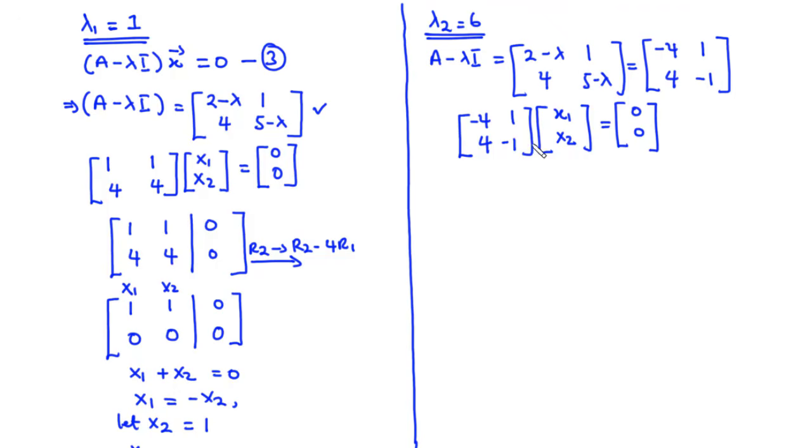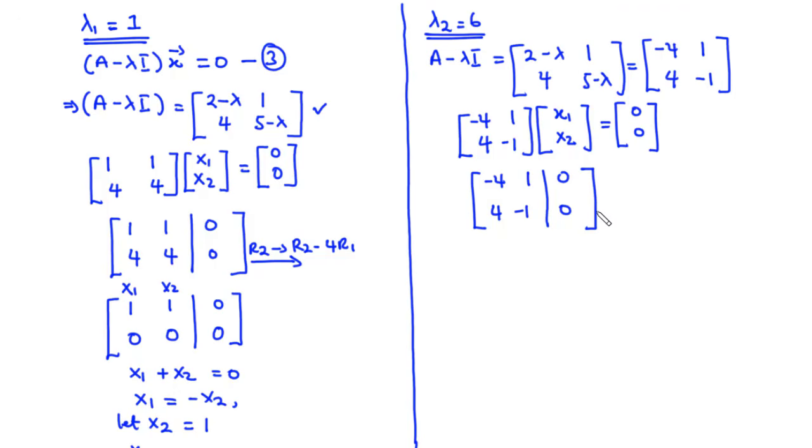So at this point, we convert this system of equations to an augmented matrix. So we have negative 4, 1, 0, 4, negative 1, 0. Now let's try to perform elementary row operations on this augmented matrix to convert that to the row echelon form.